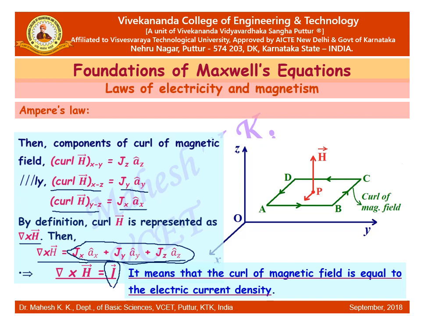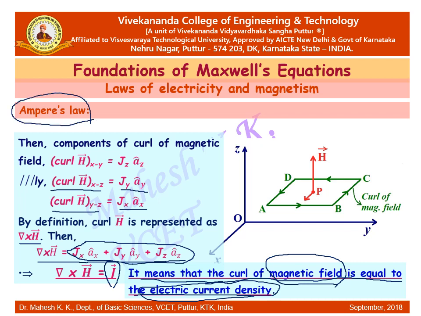Read this statement: it means that the curl of the magnetic field is equal to the electric current density. So we have a relation here between the magnetic field and the electric current density. This is the speciality of Ampere's law.